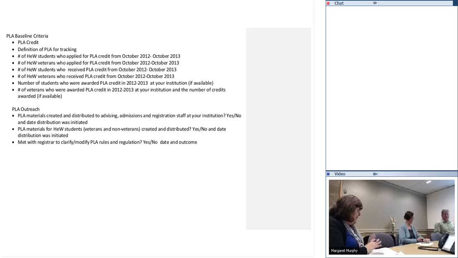So do we have wording that we think would go forward with this? Met with registrar to clarify and recommend PLA rules and regulations. Yeah, or recommend changes to. Recommend changes to. Yeah. I think this is Cindy, I could live with that more so than to modify, because I don't. It just concerns me a little bit, that's all.